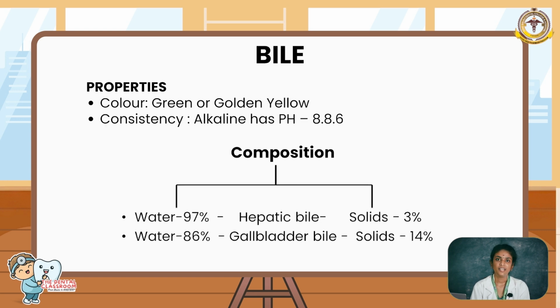Now coming to the bile. The bile is secreted by the liver. The color of the bile is green or golden yellow, and it is alkaline, maintaining a pH of 8 to 8.6.